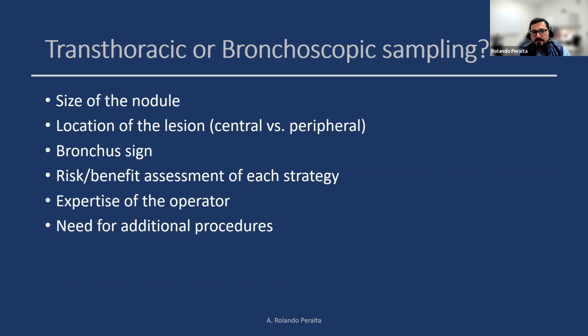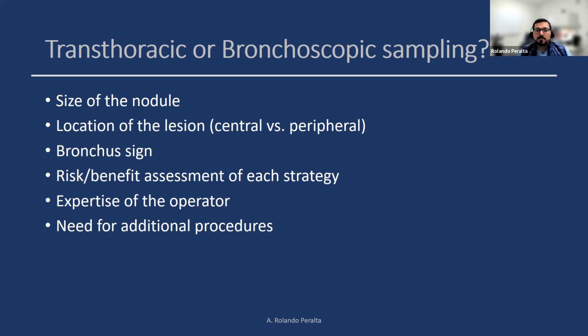The risk and benefit assessment of each strategy. An example would be someone who has had pneumothoraces on the ipsilateral side. Then a CT-guided biopsy, which has about a 20-25% pneumothorax rate, is higher risk for that patient. Then the expertise of the operator and the need for additional procedures. Example, if someone has a 2-centimeter nodule and you also need to do EBUS staging, then you would take them for a bronchoscopic procedure because you can do two things at once as opposed to multiple procedures.